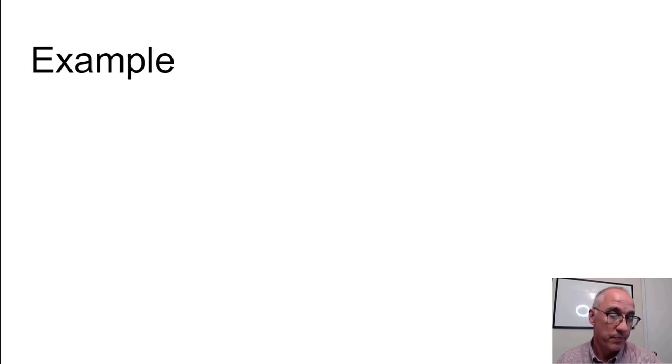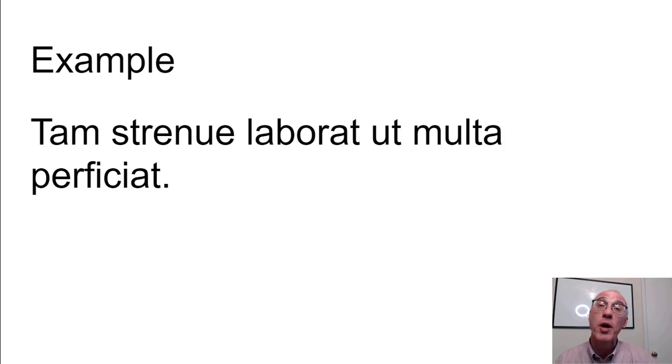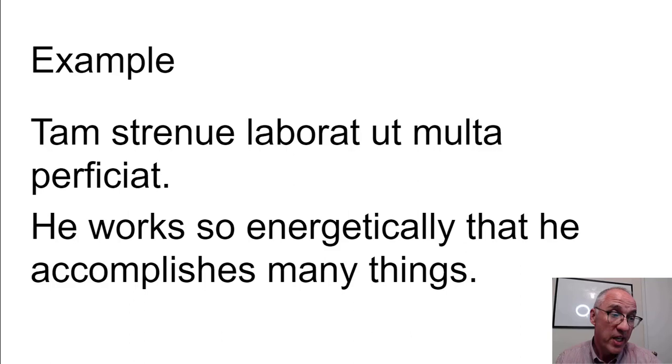Here's another example. Tam strenue laborat ut multa perficiat. There's that tam. As soon as you see that tam, and you look ahead and there's an ut in that sentence, lock. That's a lock for the result clause. He works so energetically that, as a result, he accomplishes many things. Again, I emphasize, perhaps needlessly, that the as a result part isn't in there. It's just in the logic of the sentence.